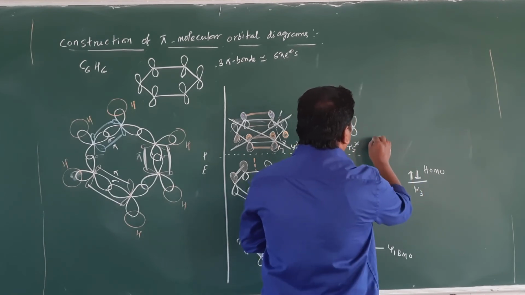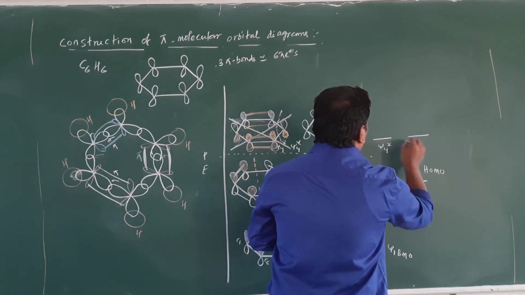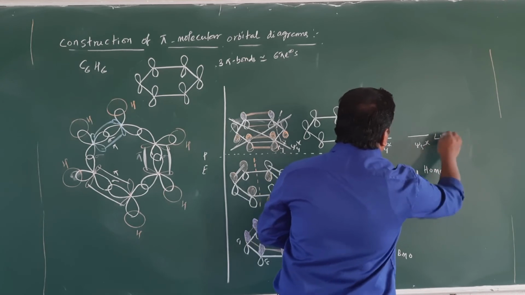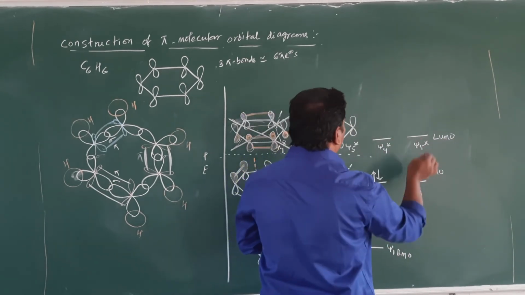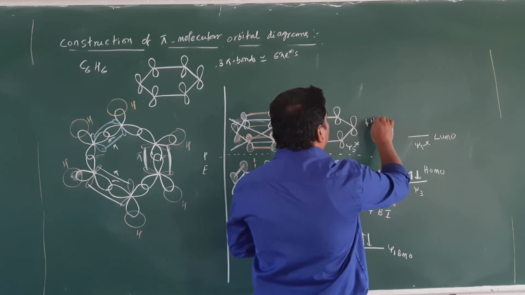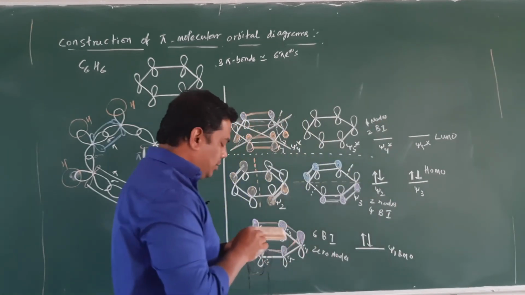So this is psi star 4 and psi star 5. So this is the LUMO energy level, there is no electron here. So how many nodes are there, student? 4 nodes are there, and how many bonding interactions are there? Only 2 bonding interactions are there, right?